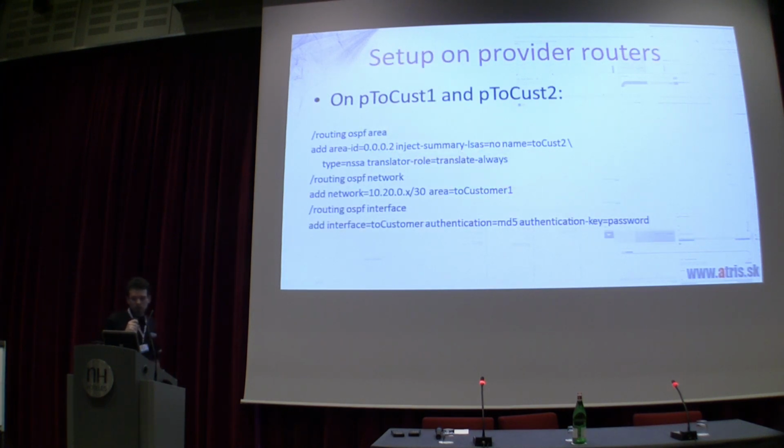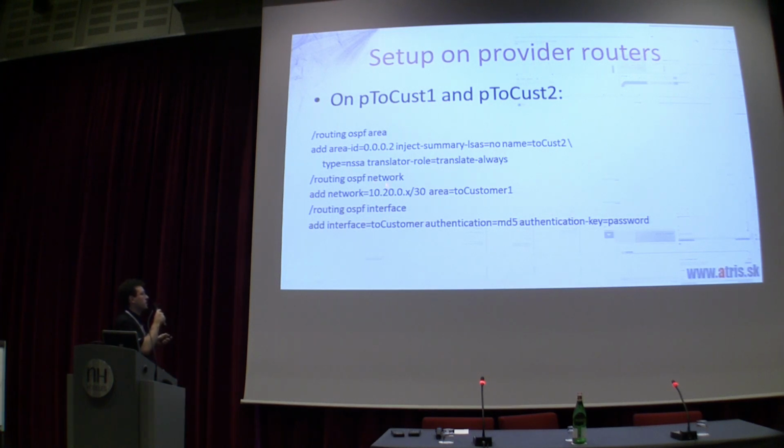So what's necessary to configure all of this? On our provider to customer 1 and provider to customer 2 routers, we would simply create an OSPF area, give it a unique area ID, again set inject summary LSAs no, give it a name, type NSSA, so it's a totally NSSA area like we mentioned, and translator role for our provider routers, we always want to translate those type 7s into type 5s.